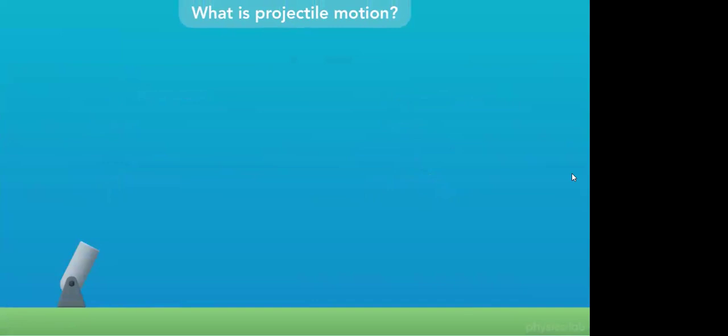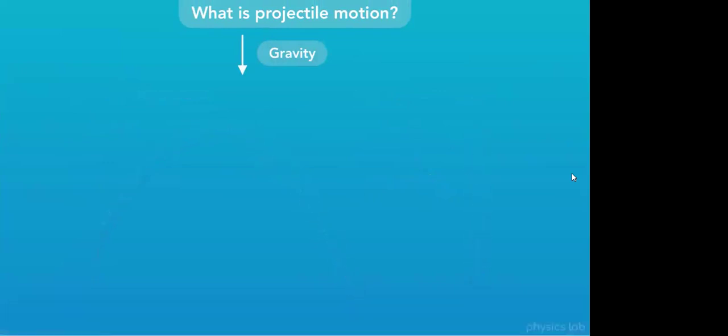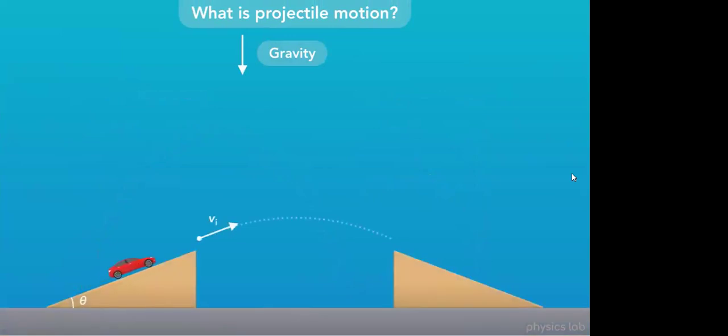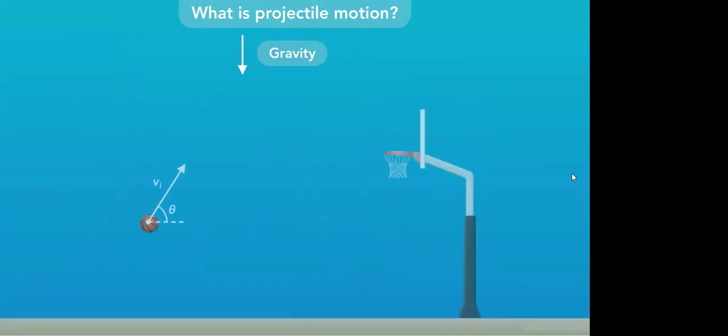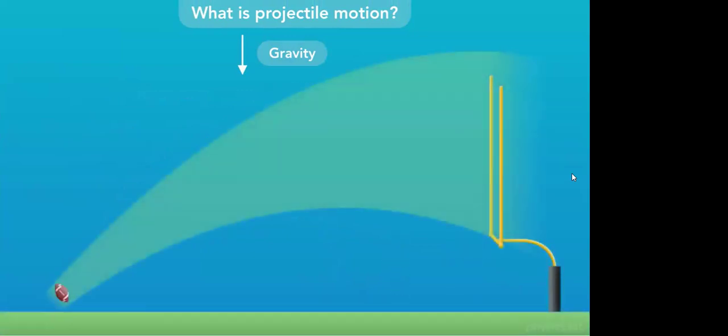So, what are we talking about when we say projectile motion? Basically, it's when an object moves through the air and is only affected by gravity. The object could be moving sideways or falling straight down. The object's initial speed and angle determine its path through the air. This shows up a lot in sports. Sometimes the path of the ball has to be precise. Other times, the ball can have a wide range of motions.